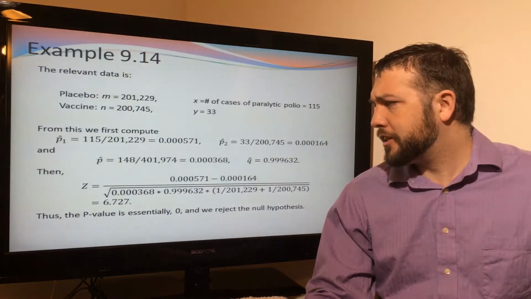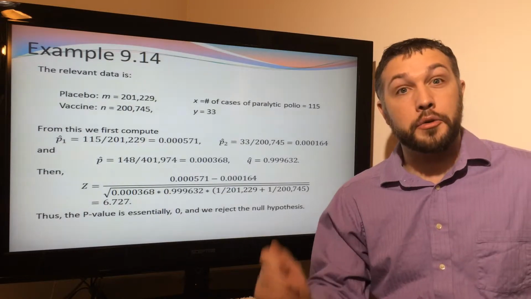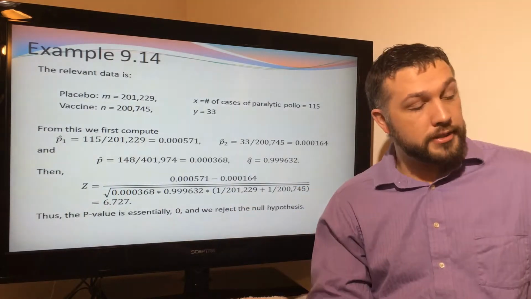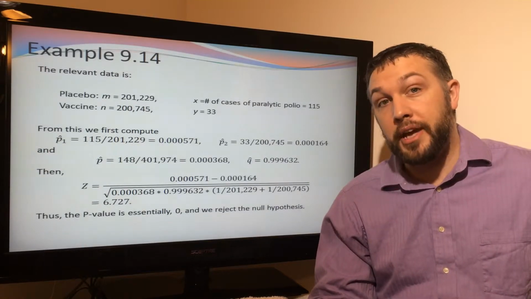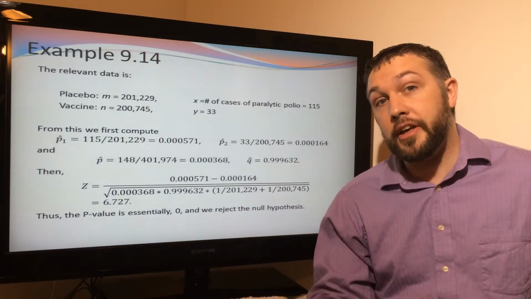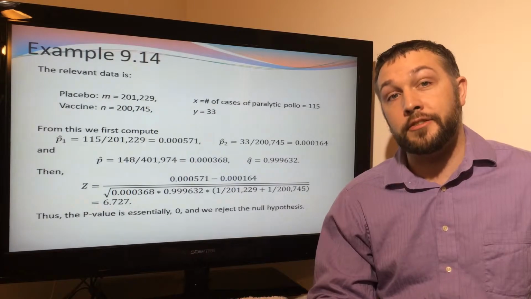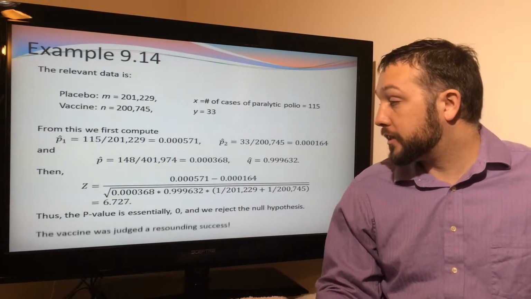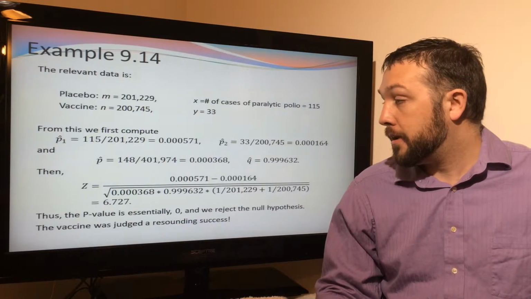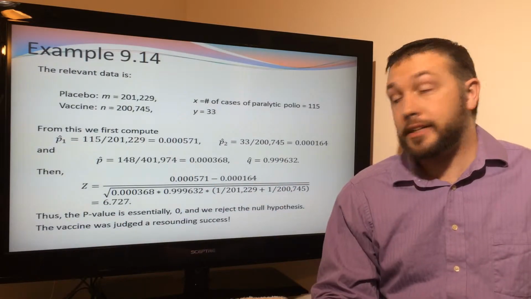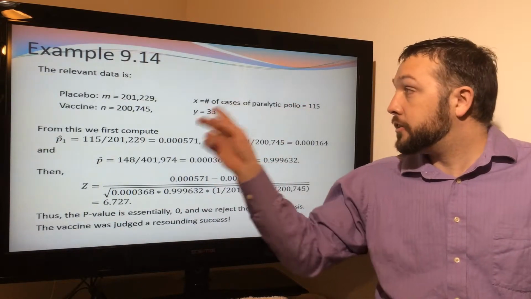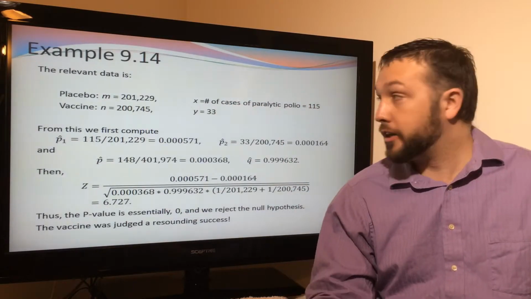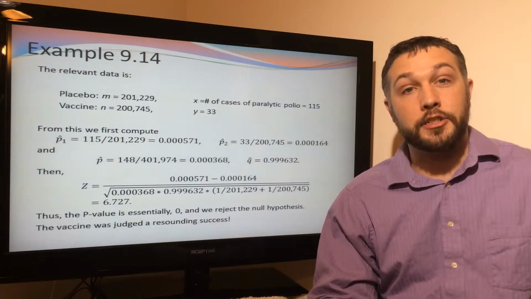I think if you were to actually compute the full p-value, maybe go to Excel and just drag open the cell and see how many zeros you have, there's probably 8 or 9 zeros. This p-value is 0 at any and every significance level. We have to reject the null hypothesis. So, because of that, the vaccine was judged a resounding success. This is not due to statistics, this is not due to randomness, this is because the vaccine actually worked.